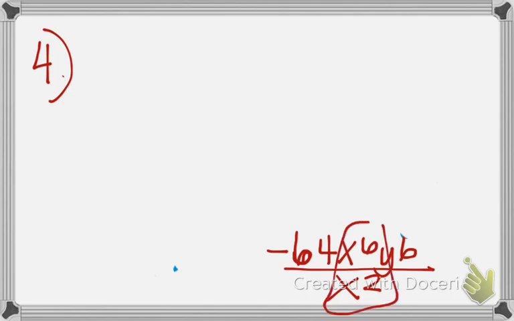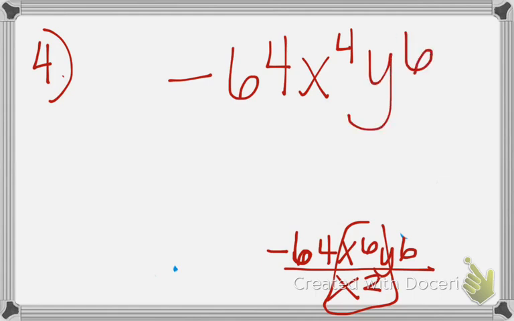I notice I have more x's in the numerator, so in my final answer, I'm going to have x's in the numerator. 6 minus 2 is 4, so I know I'm going to have 4 left once I cancel out the 2 in the denominator. And I'm left with y to the 6. So this is my final answer.